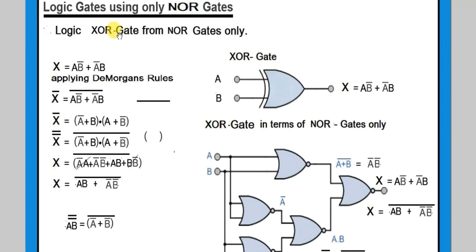This is the exclusive OR gate, the typical logic gate diagram. The logic expression is X equals A B complement plus A complement B. Now we are going to express the exclusive OR gate in terms of NOR gates only.